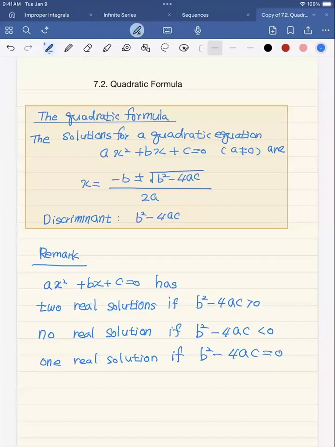When you have a quadratic equation, if you cannot factor it, then you can use the quadratic formula to find solutions. When the quadratic equation is written as ax squared plus bx plus c equals 0, the solution is minus b plus or minus square root of b squared minus 4ac over 2a.